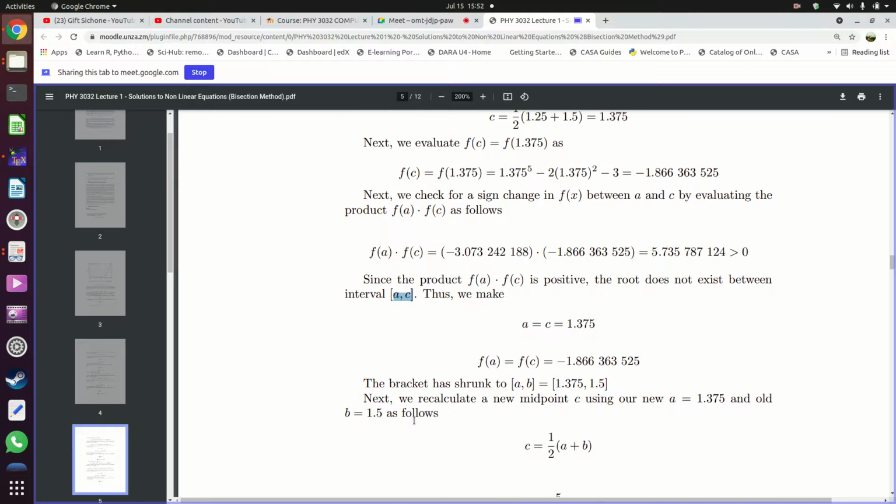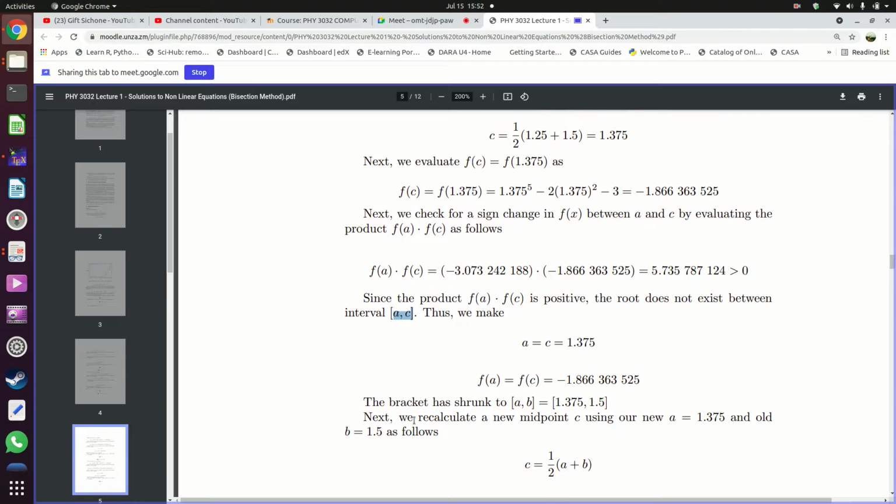Are we clear? Yes, it's clear, sir. Since there's no solution between A and C, you can make your C, which is 1.375, become your new A. And you can make your f of C, which is minus 1.8 something, become your new f of A. When you do that, your bracket AB is going to become 1.375, 1.5. It's going to become smaller than it was.